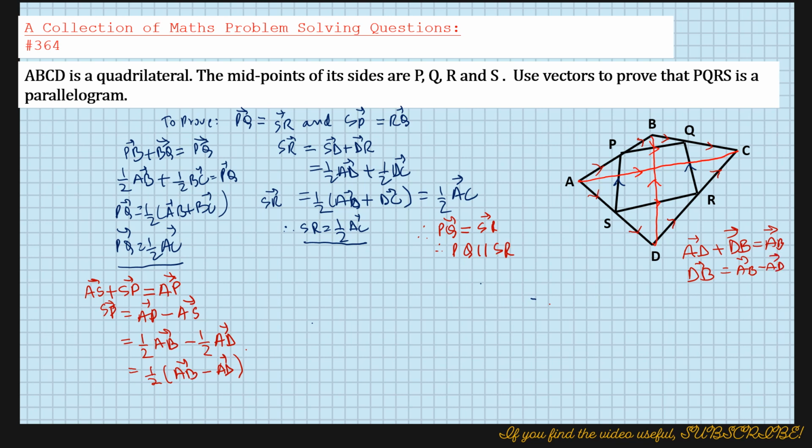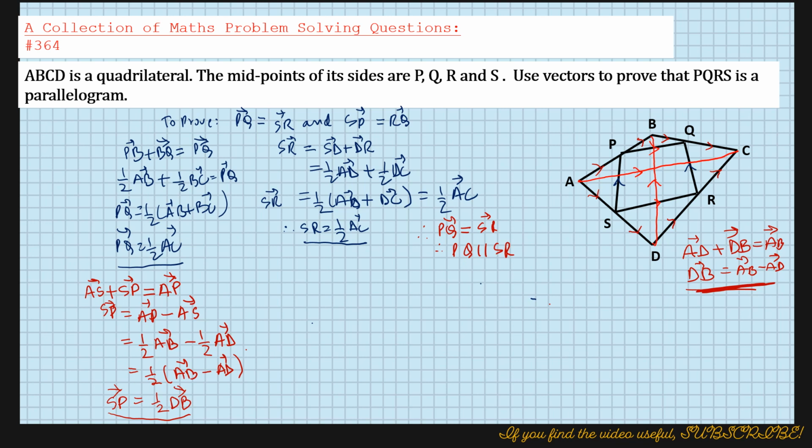Therefore we can use this DB here, so that equals half of DB. So we have now got SP is half of DB. So that's the second one, the third side equals the fourth side, or whichever way we take it.